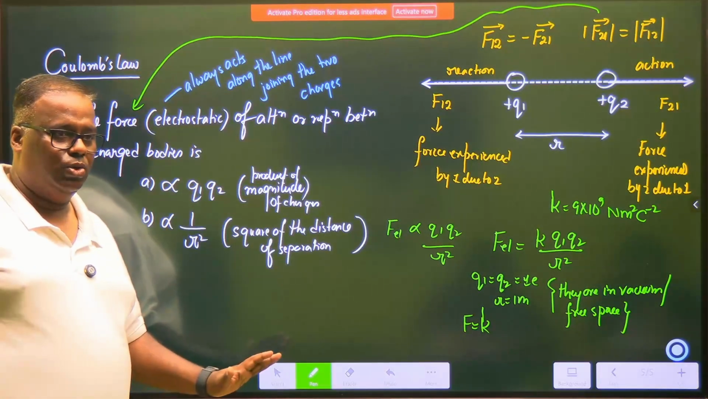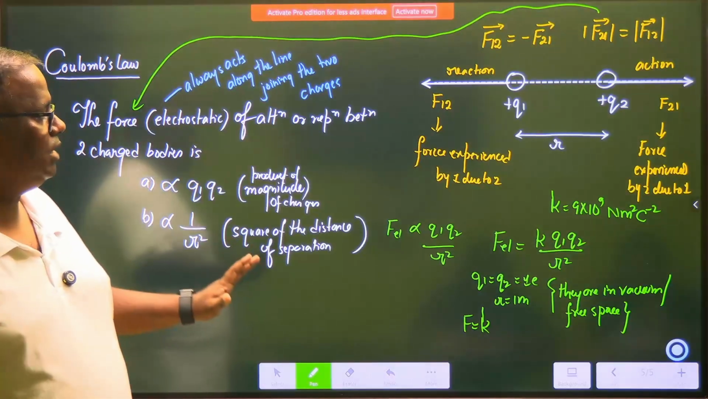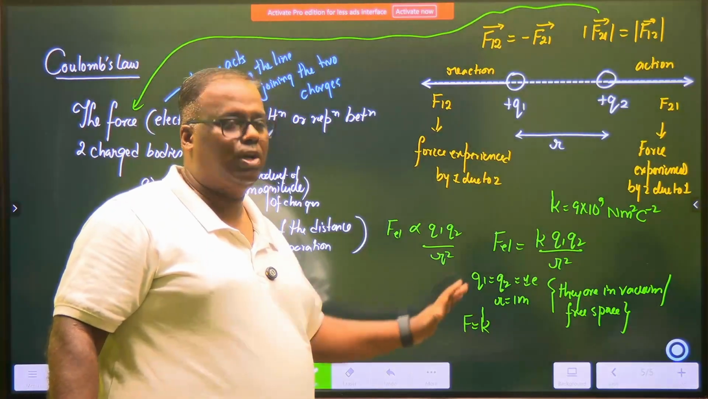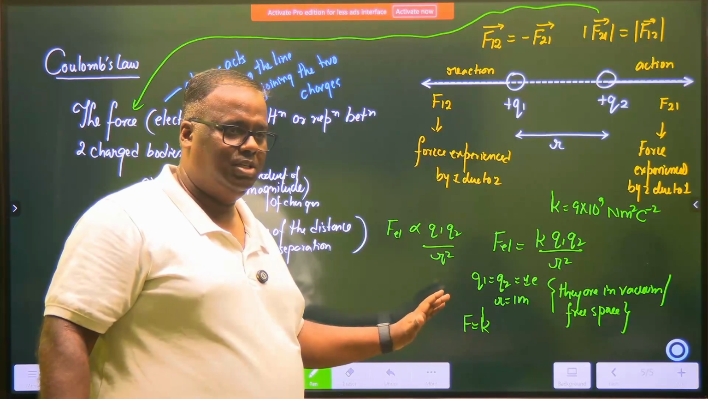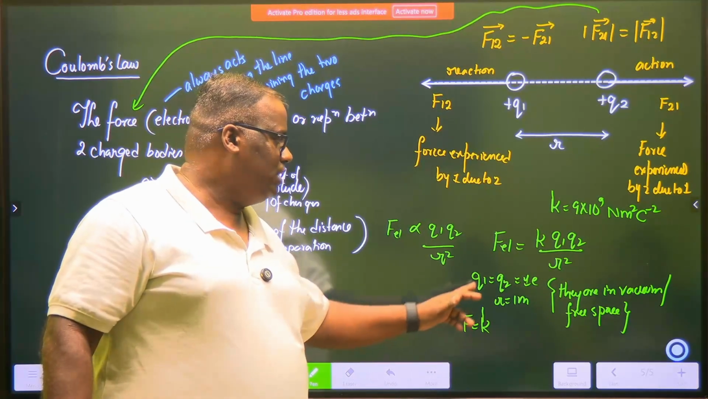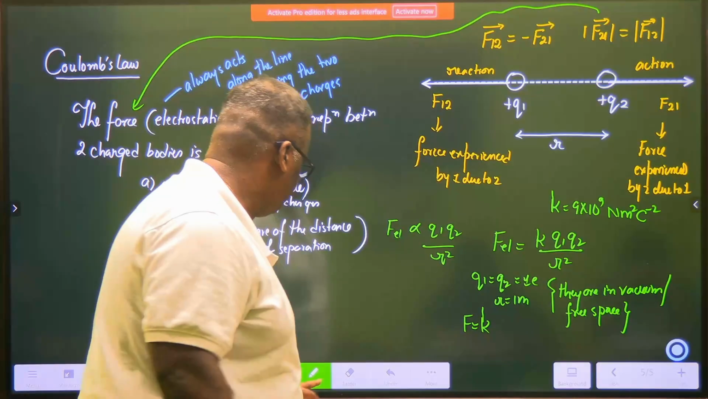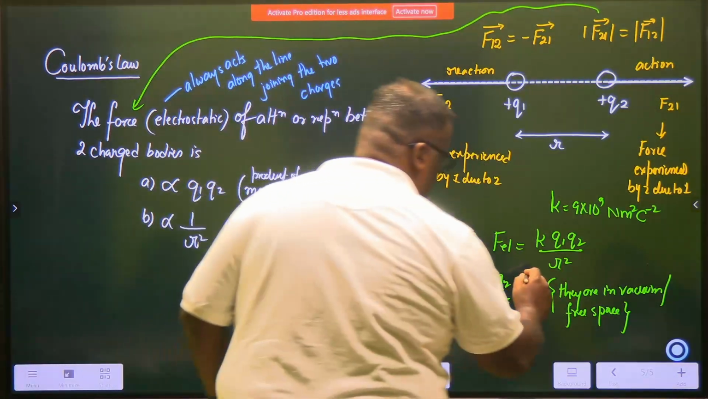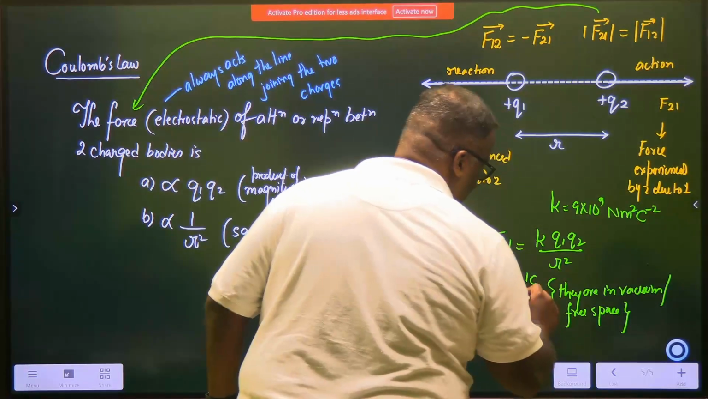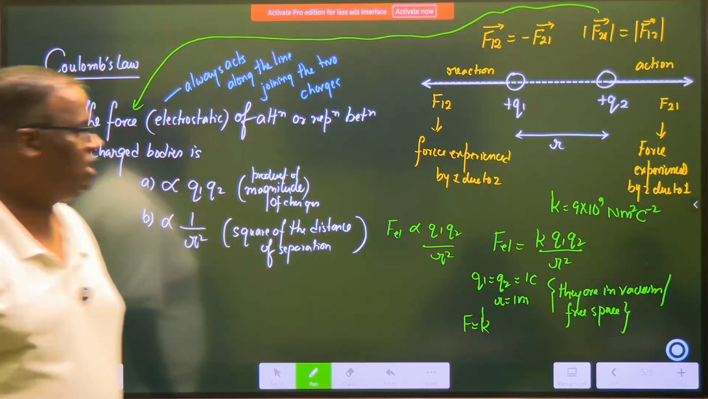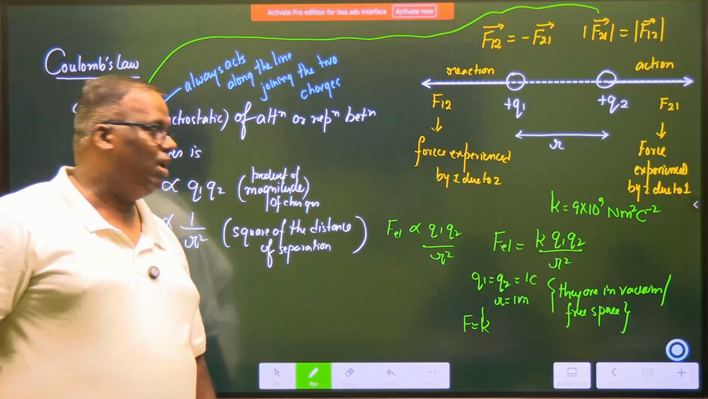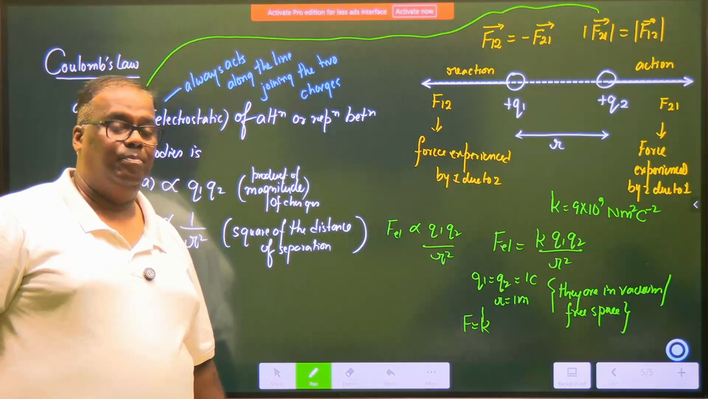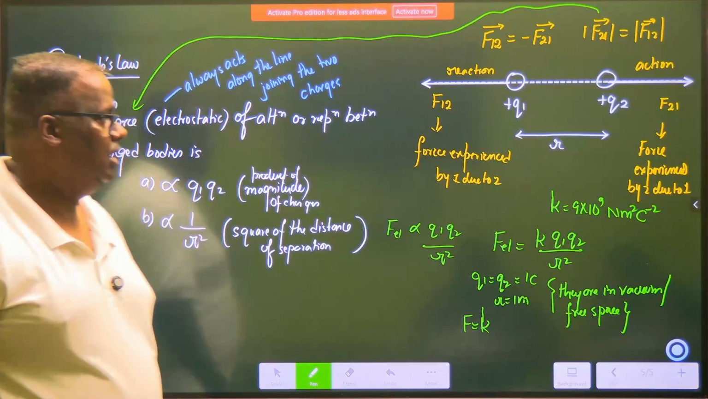Is this understood? How do you get the value of K? There are some specific criteria. Charges must be in vacuum or in free space. The value of the charges is equal to 1 coulomb, and the distance of separation is 1 meter, then F electric equals K, and then the value of K is said to be 9 into 10 to the power 9.